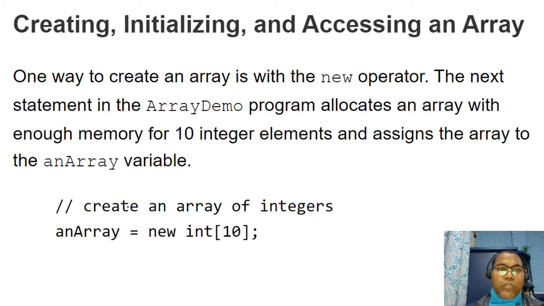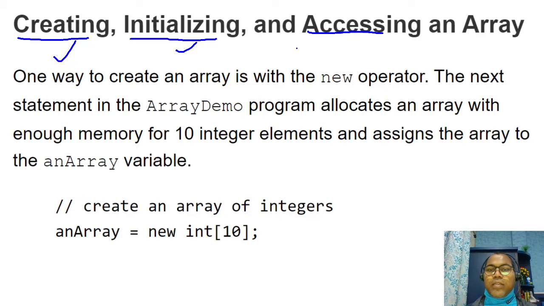Let's discuss in more detail how creating, initializing, and accessing an array works. Please note, whenever you are working with an array, these actions are always needed: first declare, then create, then initialize, then access. Four steps in total.